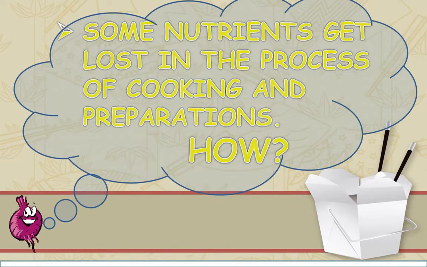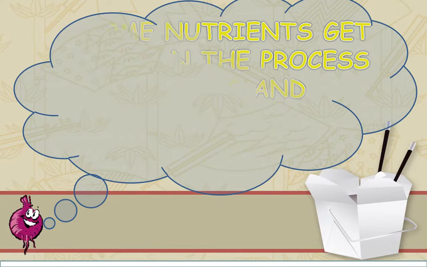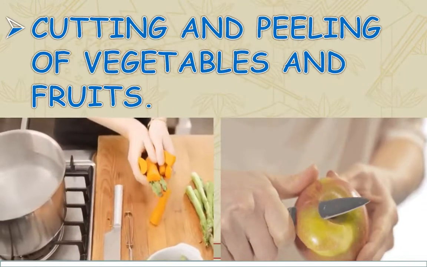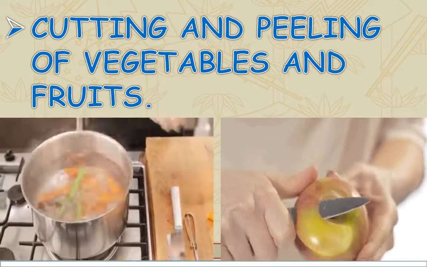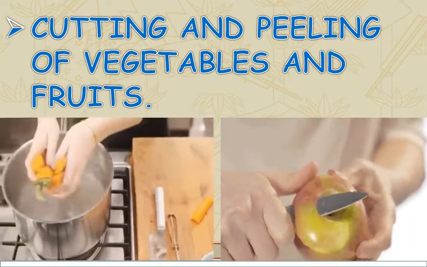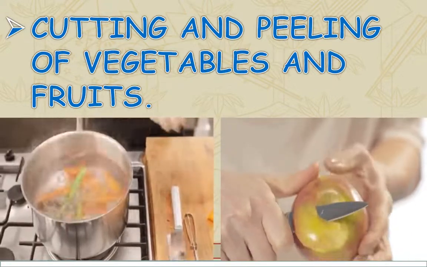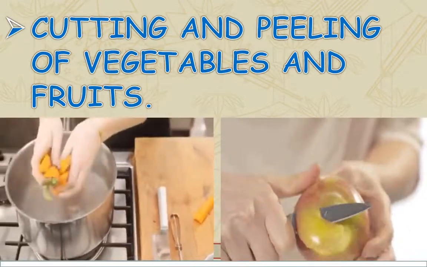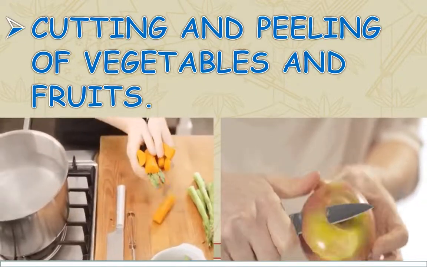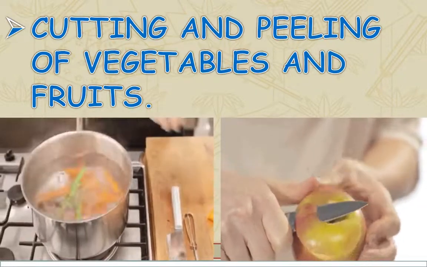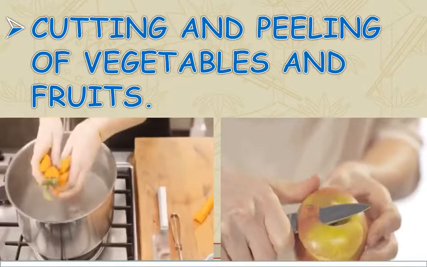Are you aware that some nutrients get lost in the process of cooking and preparations? How? Let's find out. If the vegetables and fruits are washed after cutting or peeling, it may result in the loss of some vitamins, because the skins of many vegetables and fruits contain vitamins and minerals.